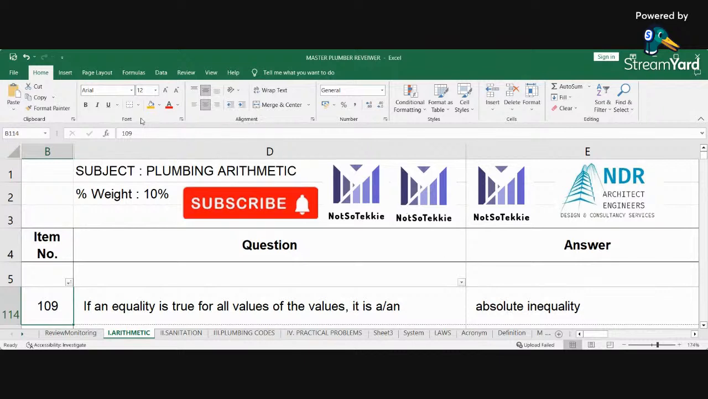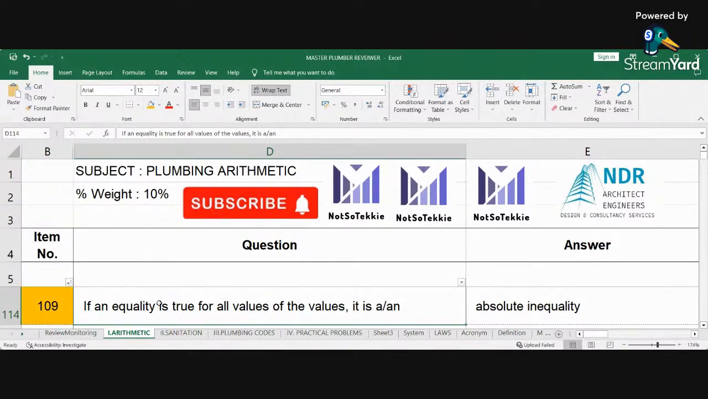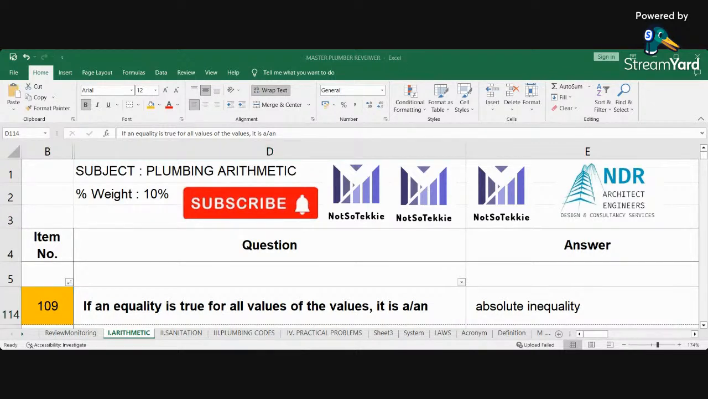109. Mukhang malabo yata yung ano pa. Malabo ba?